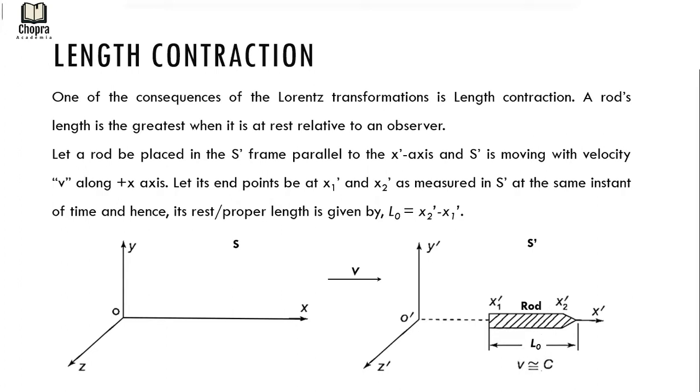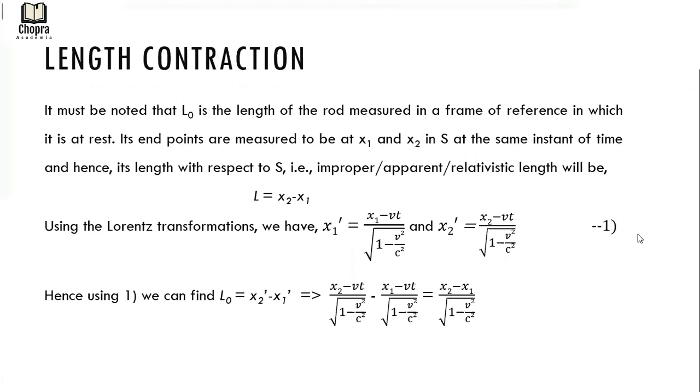So now we continue. It must be noted that L0 is the length of the rod measured in a frame in which it is at rest. So that is very important to understand. Its endpoints are measured to be x1 and x2 in S at the same instant of time, and hence its length with respect to S, that is improper, apparent or relativistic length, will be x2 minus x1.